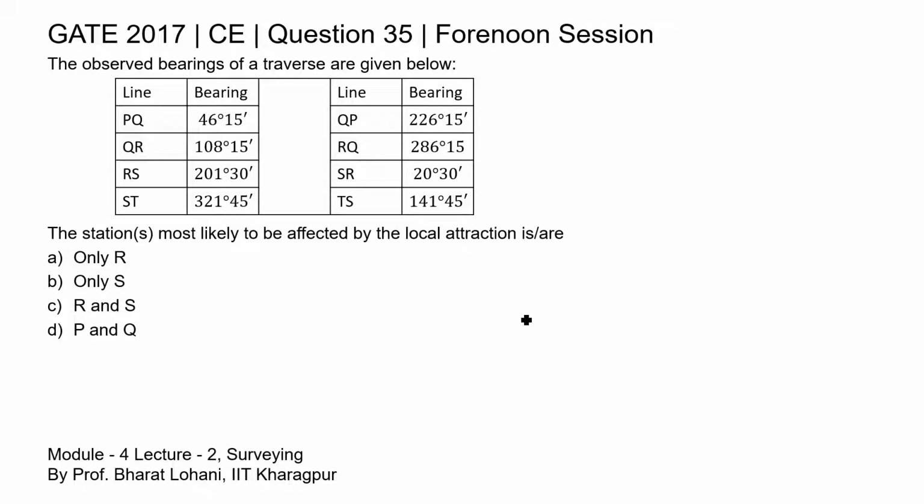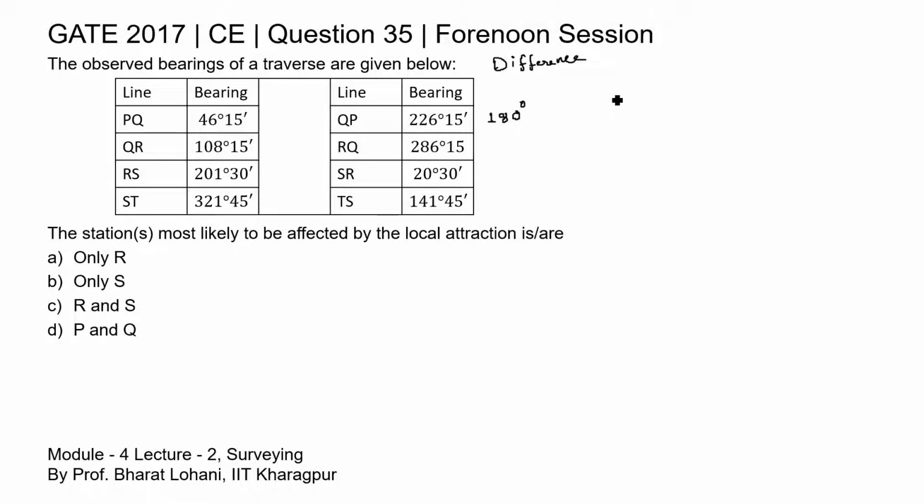So now in this question, the bearings and back bearings are given. So we may find the local attraction by observing the difference between the forebearing and back bearing. Here for line PQ, if we subtract 226 degrees 15 minutes minus 46 degrees 15 minutes, we will get the difference as 180 degrees.